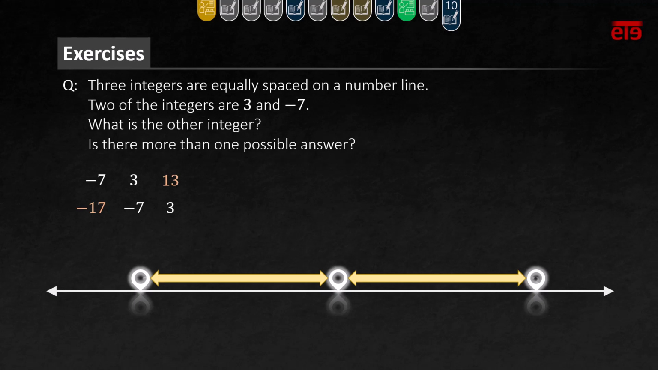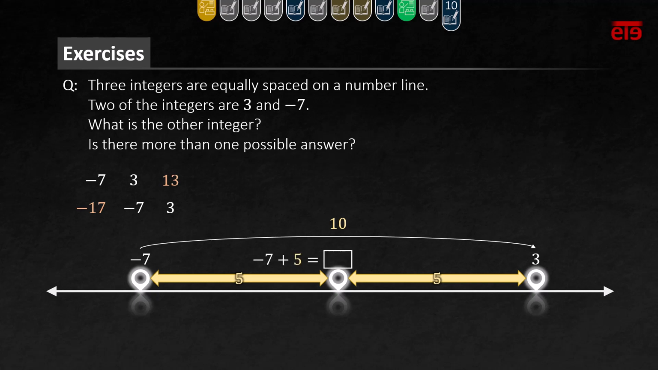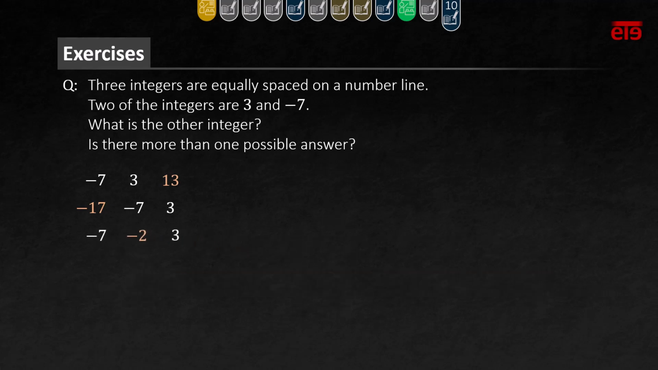Let's put -7 and 3 like this, leaving the middle mark. The space between -7 and 3 is 10. The remaining integer is in the middle of -7 and 3. Each space is half of 10, so the middle mark is 5 spaces away. Now we can find this integer by adding -7 and 5. The other possible answer is -2. In this question, there is more than one answer: 13, -17, or -2. How many answers did you get?